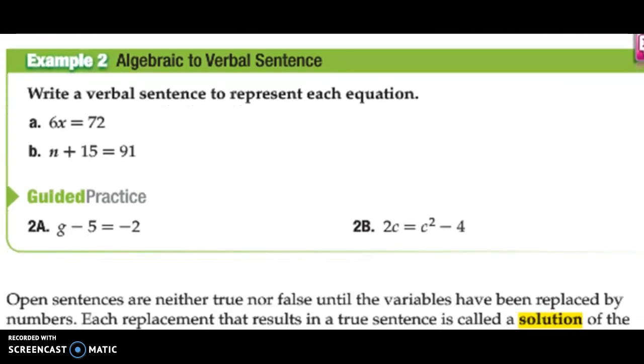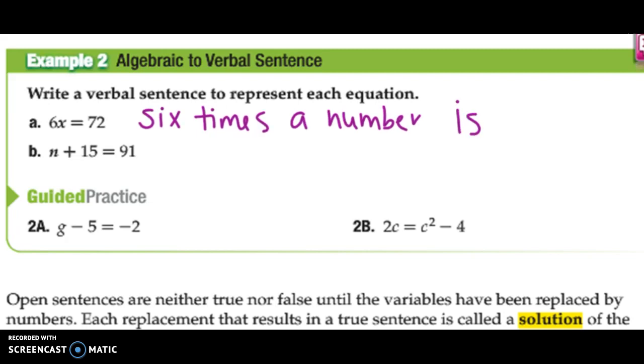Example 2 says write a verbal statement to represent each equation. Equals, we always like to say "is." In this case, I could write letter A a bunch of different ways, but if I read it, it says 6 times x equals 72. So I can write it something similar to that. 6 times a number. That's what our variable is, a number. 6 times a number is 72.